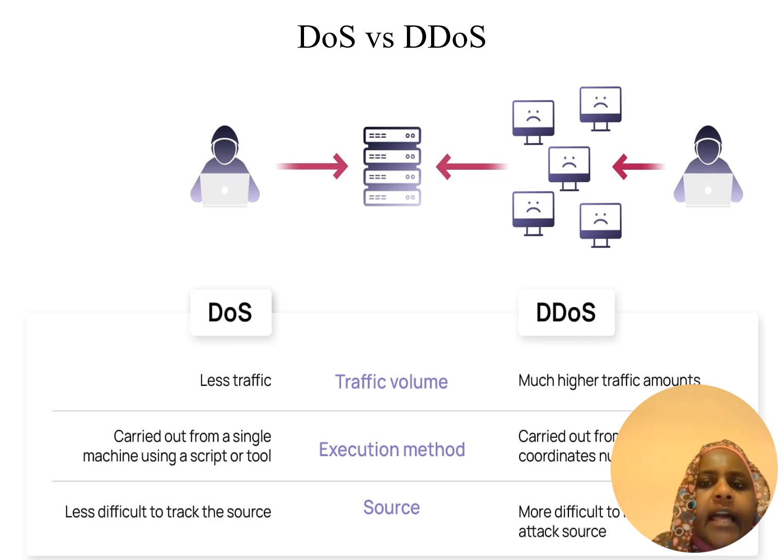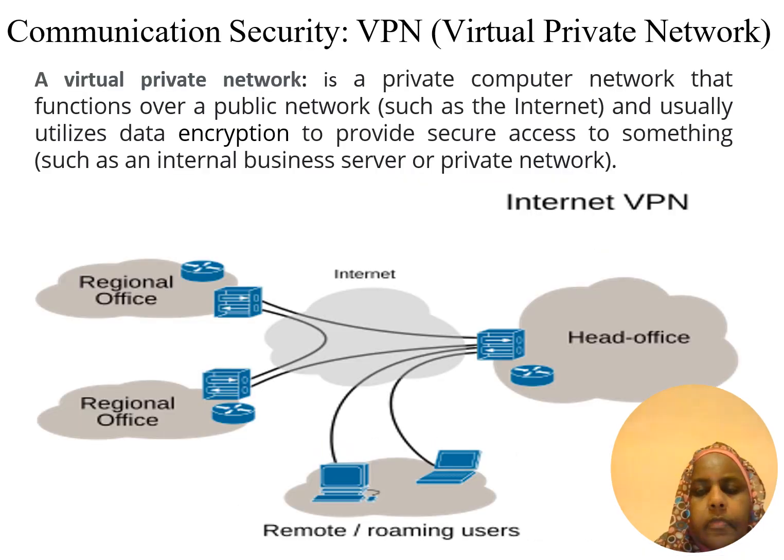The third technology we're going to discuss today in connection security is VPNs, virtual private networks. A virtual private network is a private computer network that functions over the top of a public network, such as the internet, and usually utilizes data encryption and encapsulation to provide secure access to the company's network or to a private server.